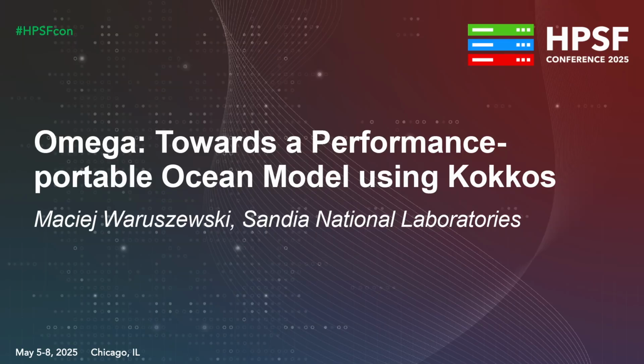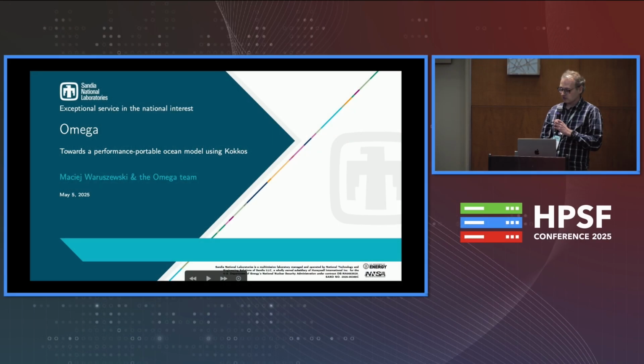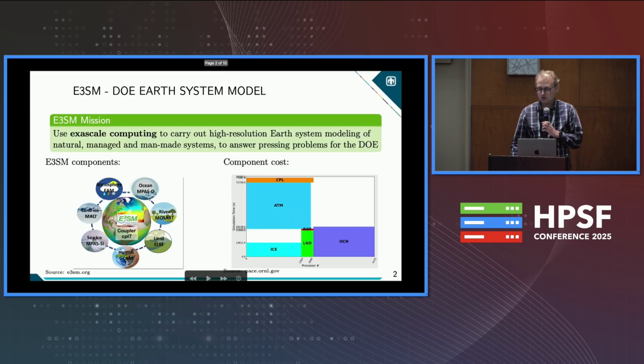I'm going to talk about Omega, which is a new ocean model written using Kokkos. Omega is being developed as part of E3SM, which is the DOE Earth System model. What makes E3SM unique is we have a mission to use exascale computing to push the frontier of high-resolution simulation of the Earth system to answer pressing problems for the DOE.